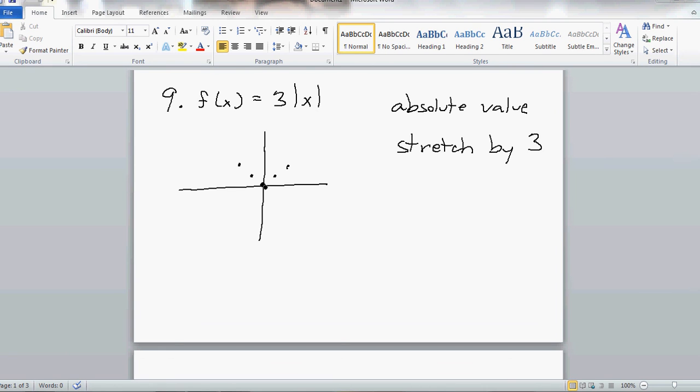Well, 0 stretched by 3 is still 0. 1 stretched by 3 is 3. 1 stretched by 3 is 3. 2 stretched by 3 would be 6. And take this 2 and stretch it by 3, and we get 6 there. So what happens is normally our fatter V has been stretched upward, or it sure has gotten a lot skinnier. And that's what happens whenever you stretch things. When you stretch things by a number greater than 1, then it will generally get a whole lot skinnier.